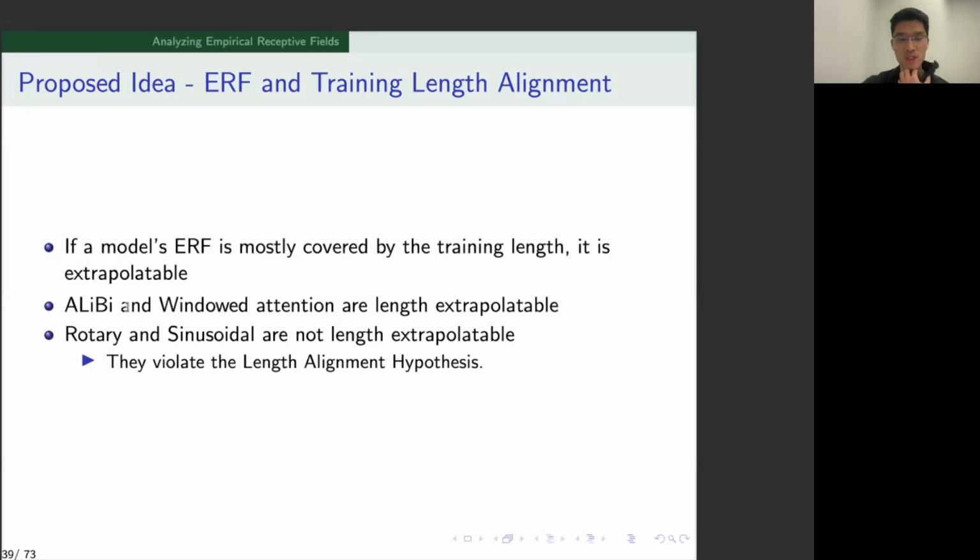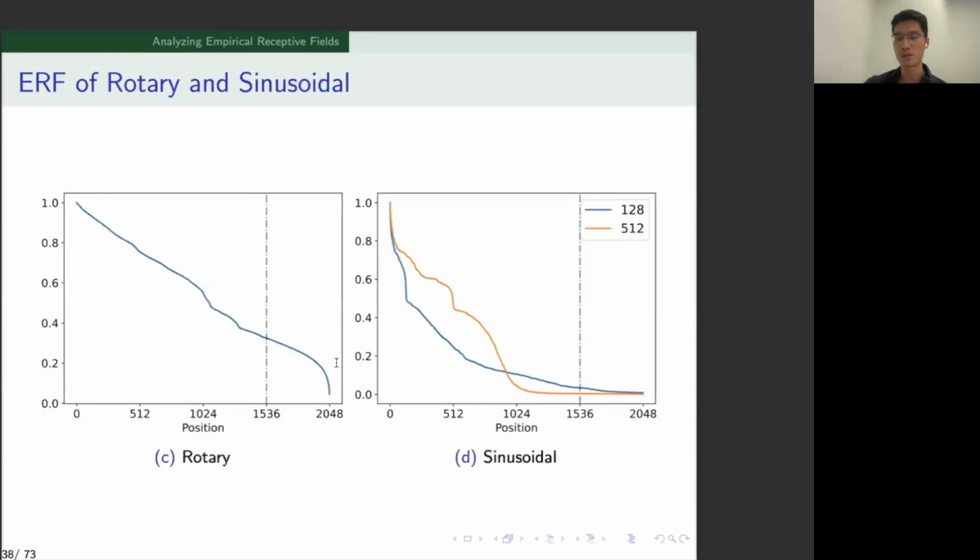So we see that alibi and window attention are length extrapolatable, and I believe this is due to this alignment hypothesis. And rotary and sinusoidal are not length extrapolatable, as we see here, because their ERF were not covered by the training length.